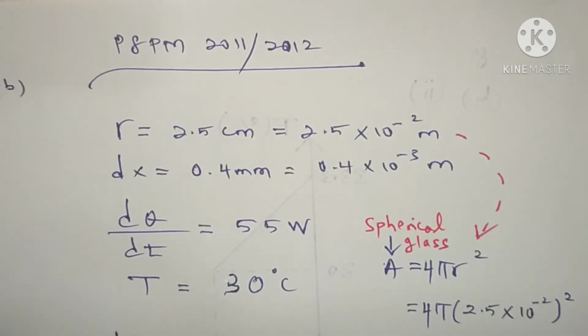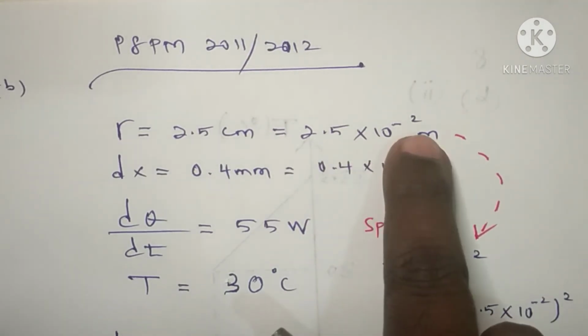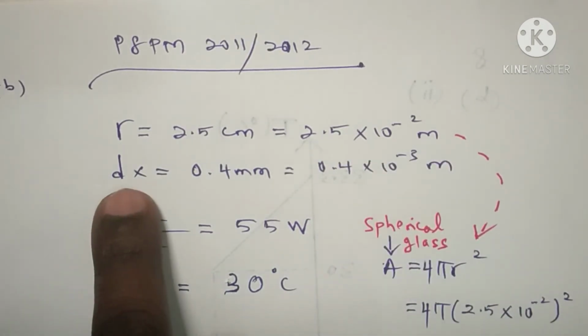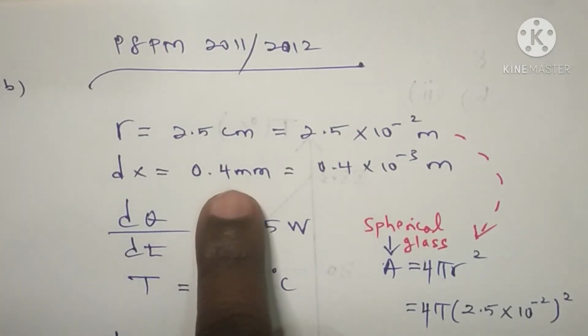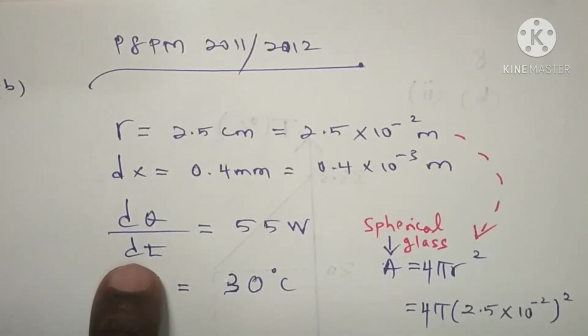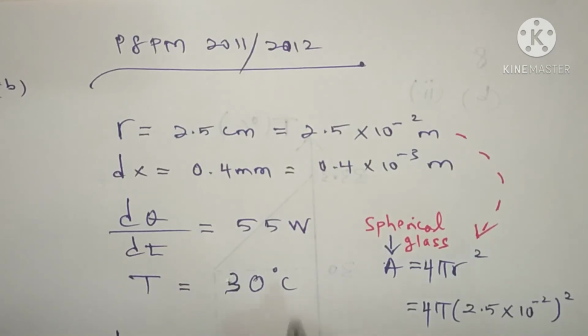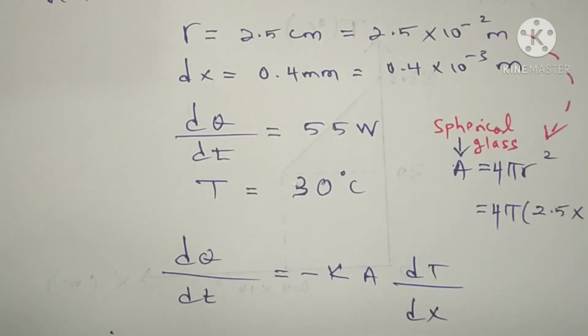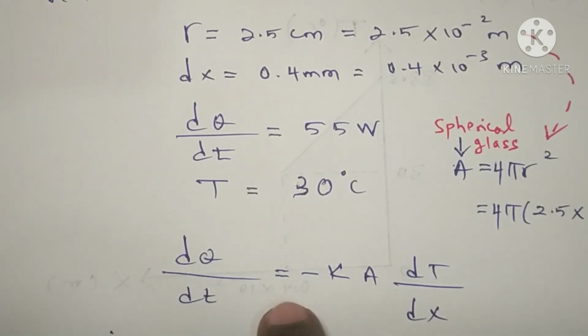By digging out all the information in the question, the radius is 2.5 cm, which equals 2.5 times 10 to the power negative 2 meter. The thickness is 0.4 millimeter, which equals 0.4 times 10 to the power negative 3 meter. And the rate of energy change is 55 watt, dissipated at the temperature of 30 degrees Celsius, so this is going to be the final temperature. The area for the spherical glass is 4 pi r square. Now you substitute all the values accordingly into this equation.